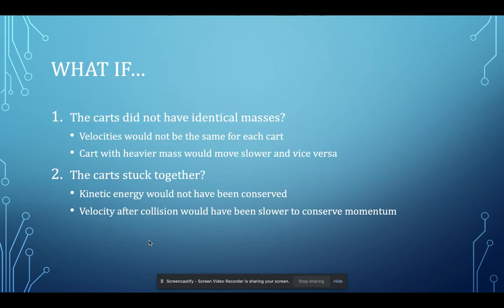Some important questions we should keep in mind is what if the carts did not have identical masses? This would mean that the velocities would not be the same for each cart. The cart with the heavier mass would move slower and vice versa to conserve momentum.